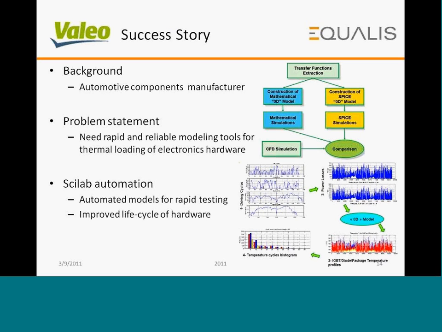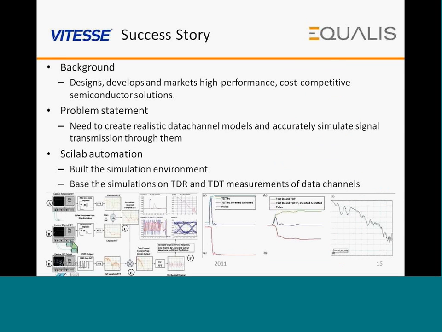Another success story is again from the auto industry. Valeo is a component manufacturer based in France, and they are using Scilab to develop reliable modeling tools for studying the thermal loading of electronics hardware that goes into some of their automotive components. And they use Scilab for building this automation tool for rapid testing, and hence they have been able to improve the life cycle of their hardware by using Scilab in their product development.